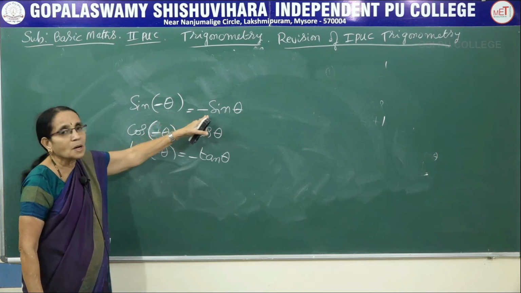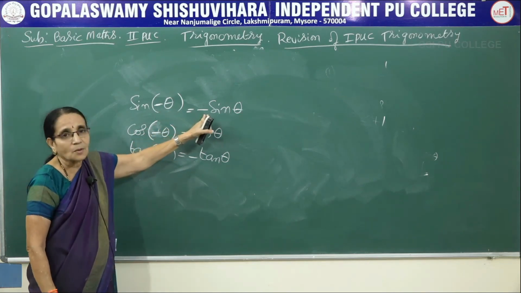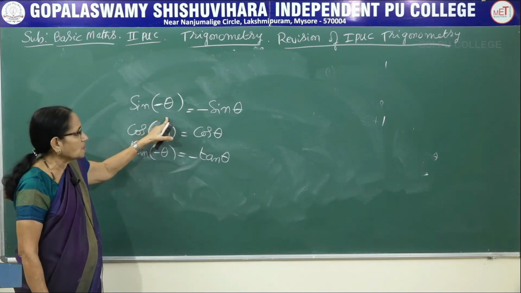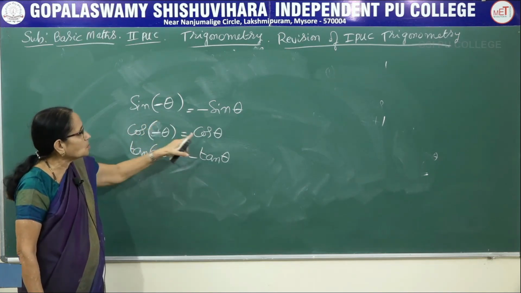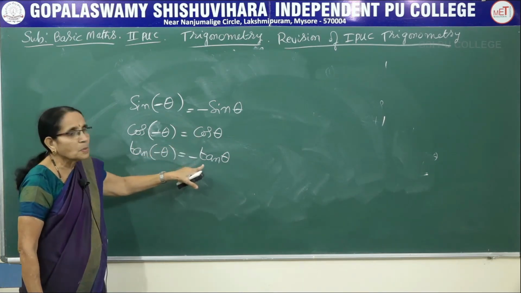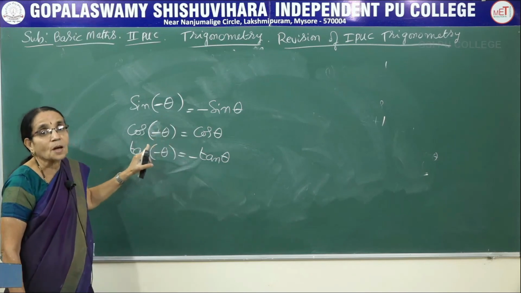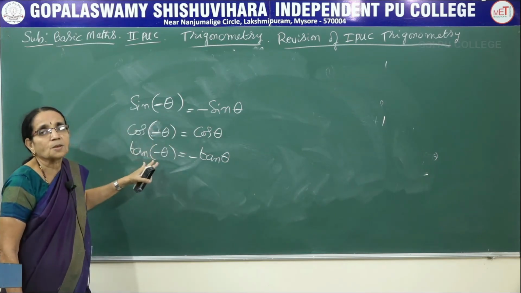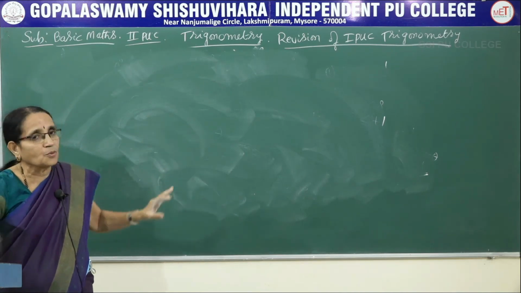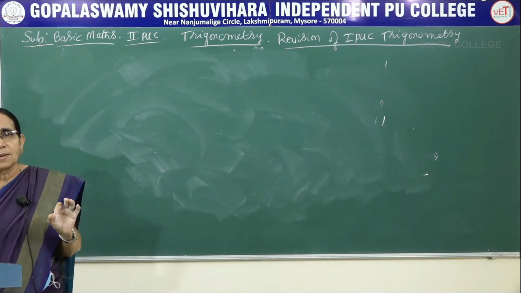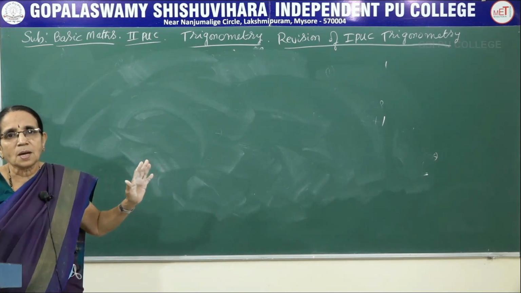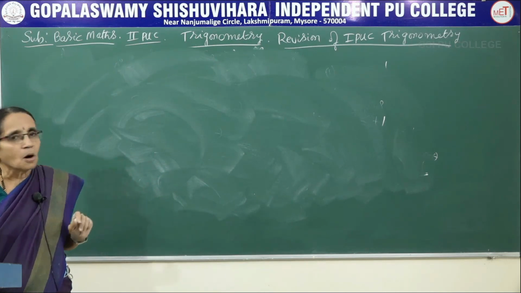Sine of minus theta is minus sine theta. Suppose you have minus sine theta in some problem, you can express that as sine of minus theta. Cos of minus theta is equal to cos theta, here we don't have the negative sign. Tan of minus theta is equal to minus tan theta. The same rule is applicable for the respective reciprocal ratios. Here we are considering only this information, because to learn the second year PUC trigonometry portion, all these rules are very important. You have to remember all of them.